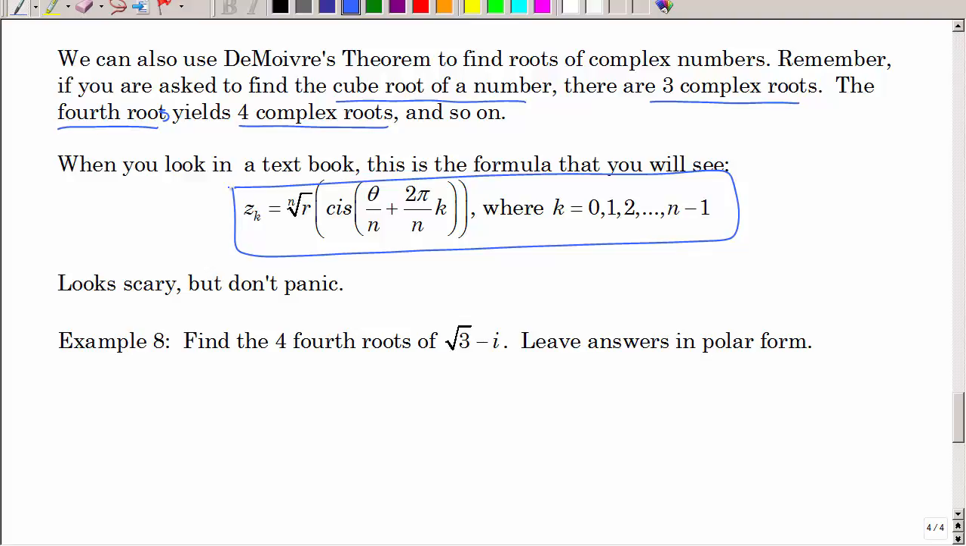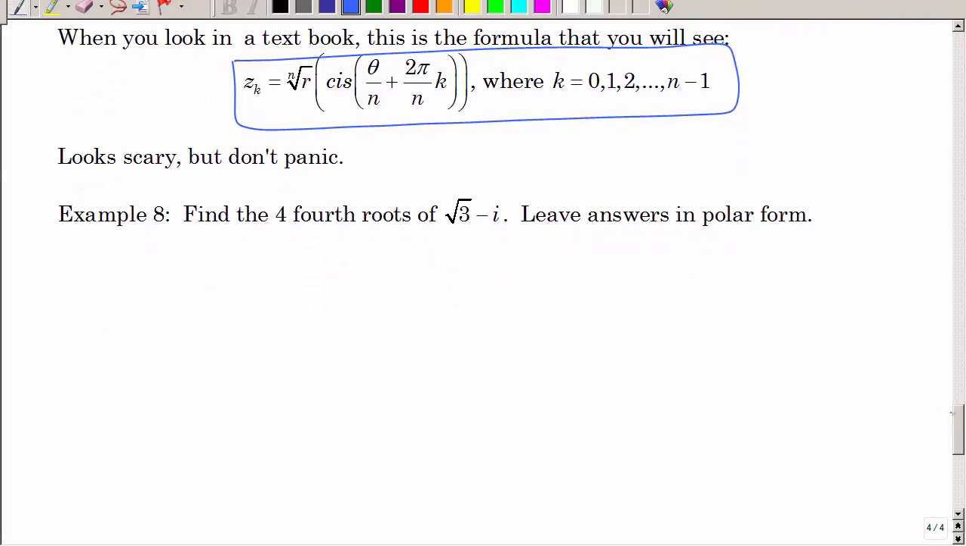But we are dealing with polar numbers, right? So all polar. So example 8, I want to find the 4 fourth roots of the square root of 3 minus i. If you look back at example number 7, we had r and theta for that number. We had z equals the square root of 3 minus i, and we found its modulus to be 2. Again, refer back to example 7 for those numbers. And we also got theta to be negative 30 degrees or positive 330.